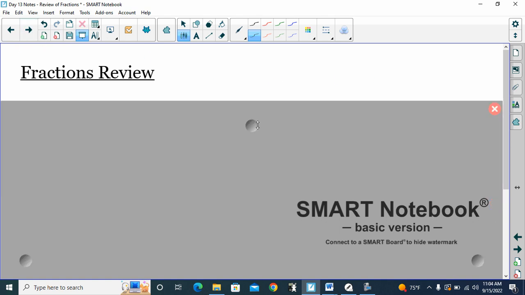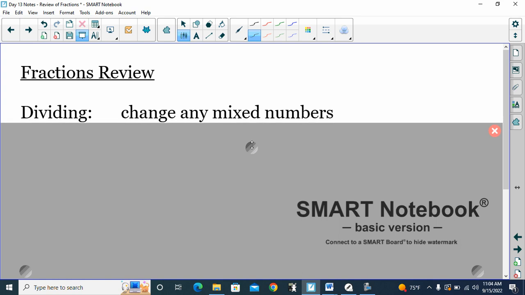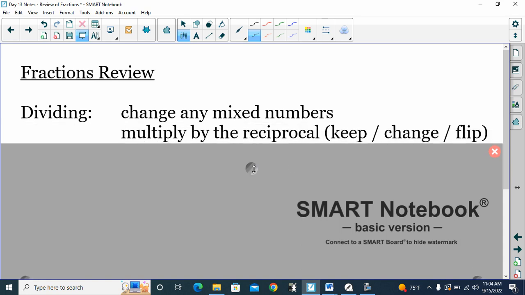And to divide fractions, we change any mixed numbers. Again, we want improper fractions. And then we multiply by the reciprocal. That's what we call keep, change, flip. So if I had like 2/3 divided by 3/4, I would rewrite that: keep, stays the same. Change, instead of dividing, we're multiplying. Flip, instead of 3/4, it is now 4/3.